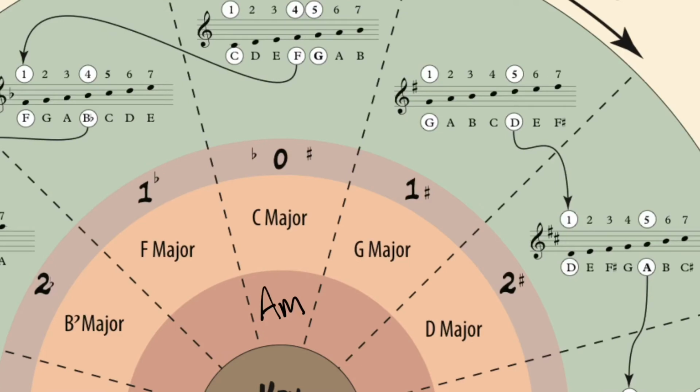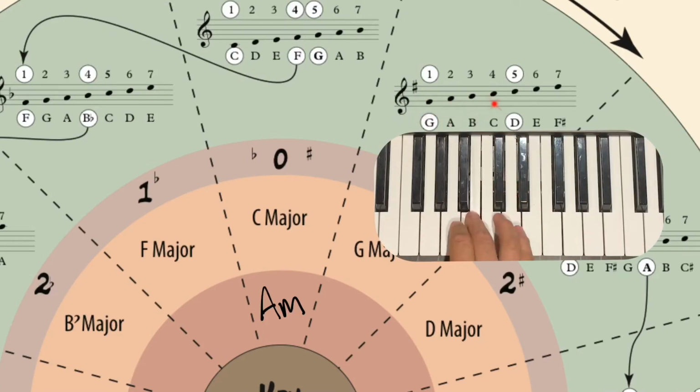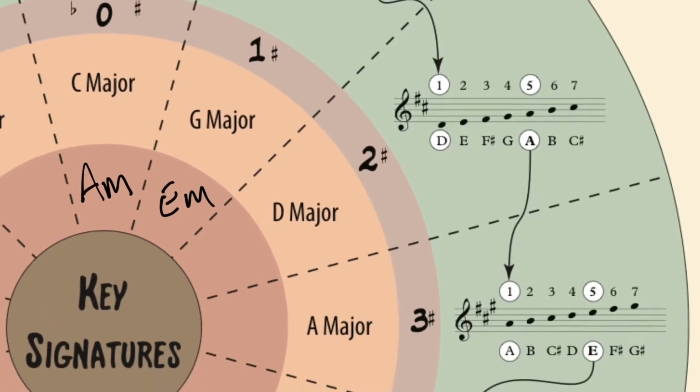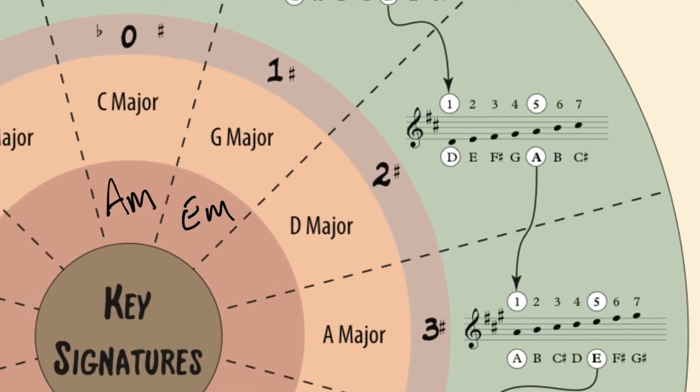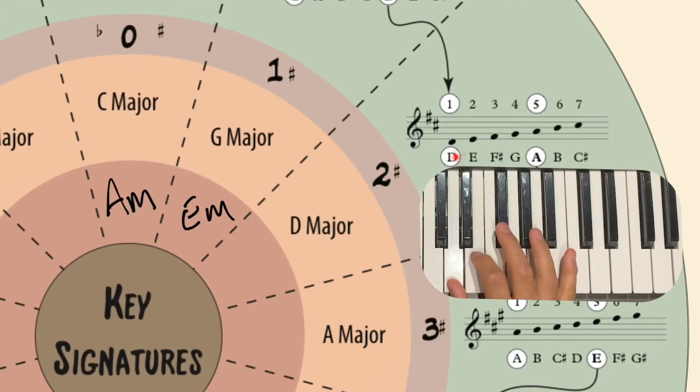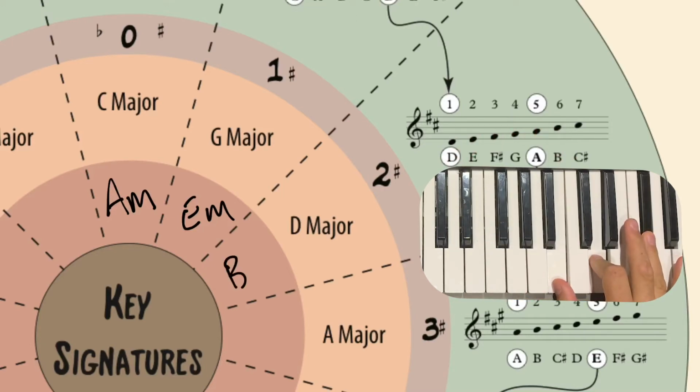Let's do 2 more. G major is my root. 1, 2, 3, 4, 5, 6. E minor is my relative minor for G major. Last one at normal speed. D major. 1, 2, 3, 4, 5, 6. B minor is my relative minor for D major.